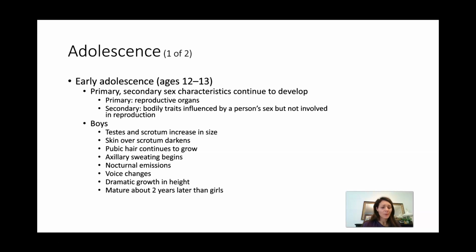But boys mature about 2 years later than girls. And the onset of puberty in boys is not as apparent as it is in girls, because girls begin menstruation. So that's an outward sign. Usually as a parent, you know when your girl has started menarche.